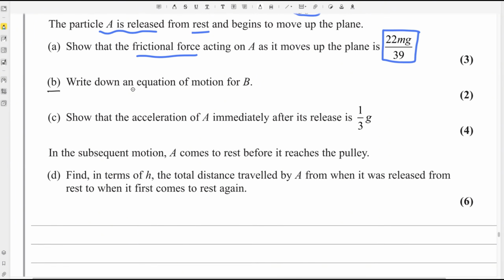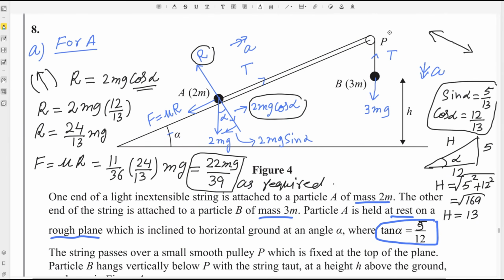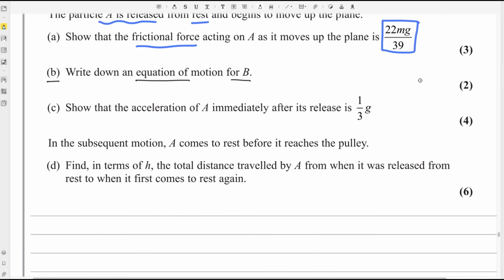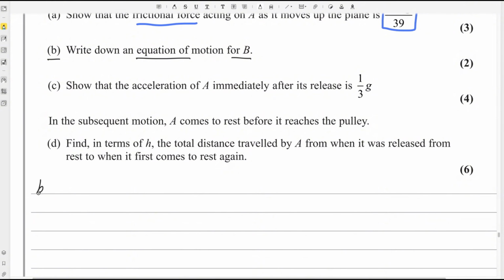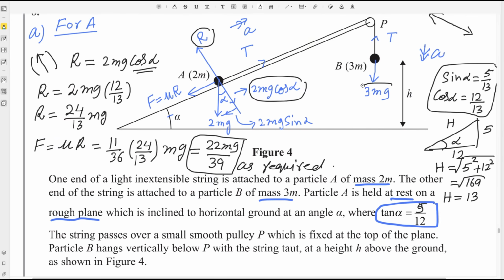For the second part, write down an equation of the motion for B. Look at the figure again. You have to consider this part only, because it is moving downwards, you know, and there is acceleration. So this is my way of solving these types of questions. For particle B, I always write a net force formula by Newton's second law of motion. Net force is equal to ma. This is the standard formula for finding the net force. Because particle B is moving downwards, the downward force is greater than T. So 3mg is greater than T.